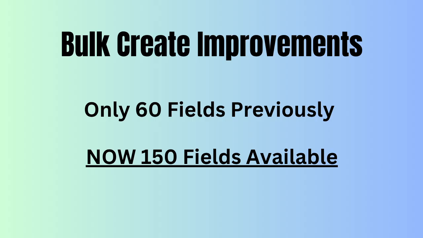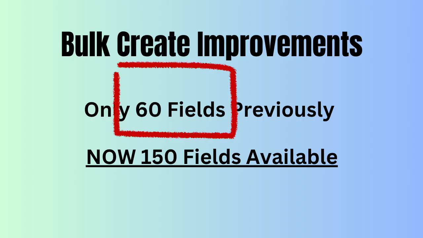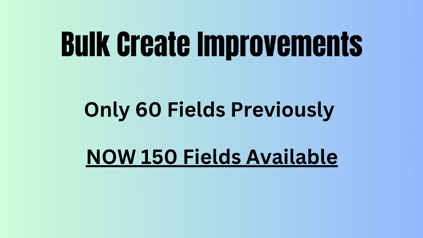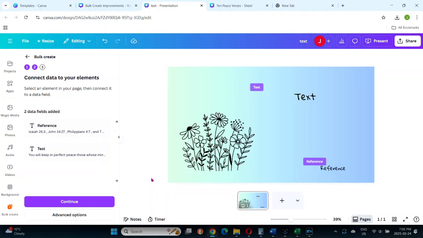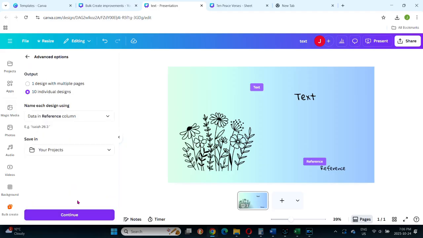It is here that one of the big improvements to Bulk Create is. Previously, Bulk Create only allowed up to 60 fields in your spreadsheet, which could get limiting fast if you were doing larger projects. Canva has expanded that to 150 fields. That is a great upgrade for sure, but this next upgrade is something anyone using Bulk Create was definitely praying for. If you scroll down and click Continue, then open Advanced Options, you'll see a brand new setting here called Name Each Page Using. This is a total game changer.